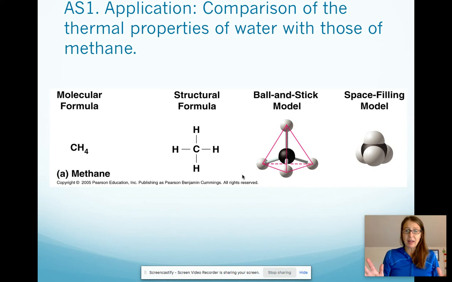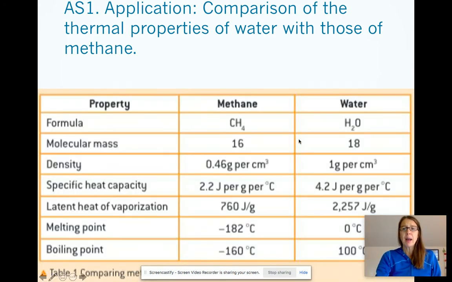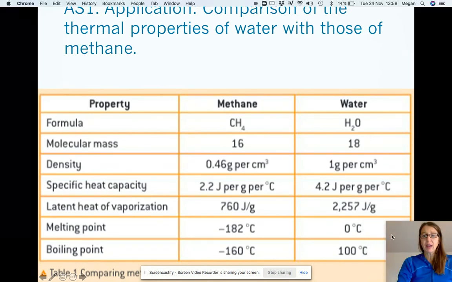Okay, one more thing that I just wanted to share with you, a little bit of a comparison between the thermal properties of water and methane, because I had talked about that before. Remember that water is polar. Well, methane is not polar. It doesn't have a charge in any one direction. So because of that, when you're comparing methane and water, what you would want to pay attention to is the fact that water has a very high boiling point, whereas methane is already a gas at negative 160. So it's already a gas, and the melting point is like negative 182.